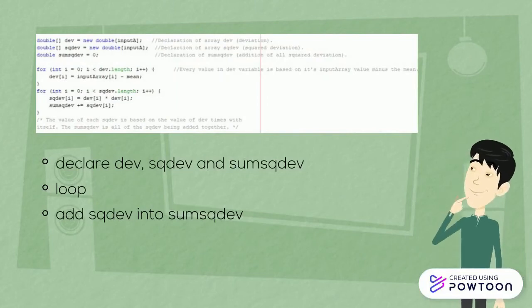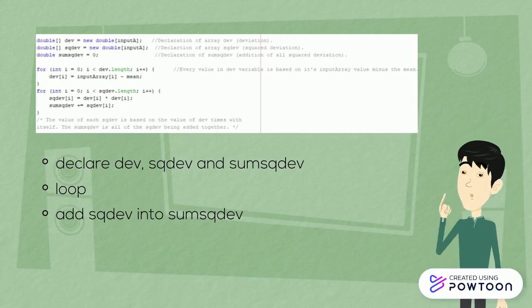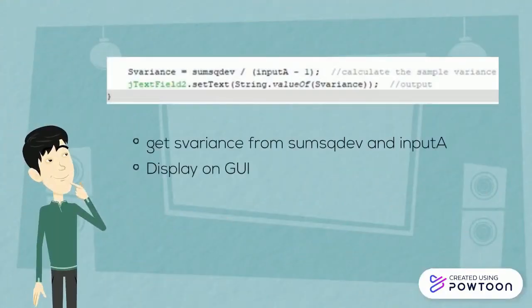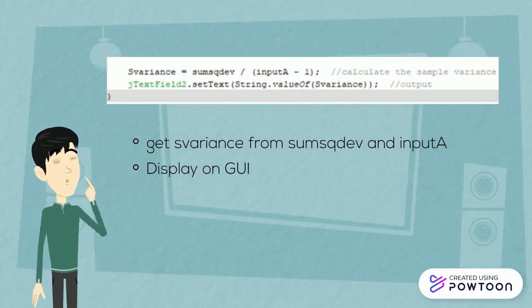Basically what it does is that the first loop calculates each deviation one by one, and the for loop finds the square of the deviation and adds it to the sum squared deviation. The final answer, which is the sample variance, is equal to the sum squared deviation divided by input A minus 1. Thus, the answer will appear on the GUI program if you select sample variance.